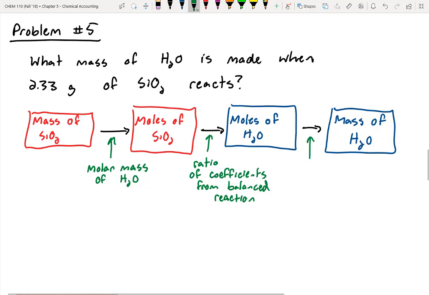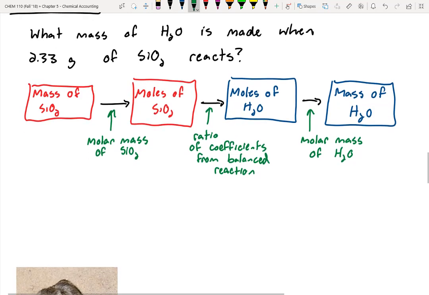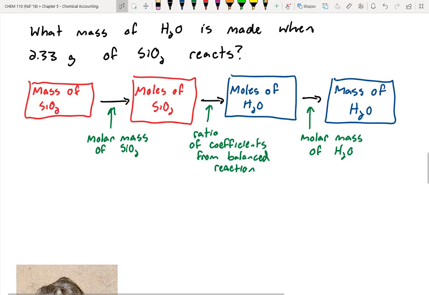And then last but not least, to go from moles of water to mass of water. Oh shoot, the first one should have been silicon dioxide. I was getting it flip-flopped. The last one was where you need the molar mass of water. All right, so I'll give you a minute to work on this and then see if you're getting the correct answer from your neighbor too.